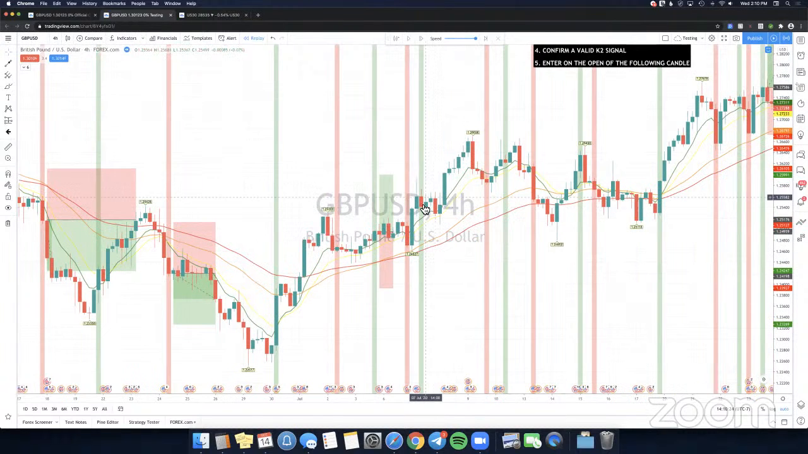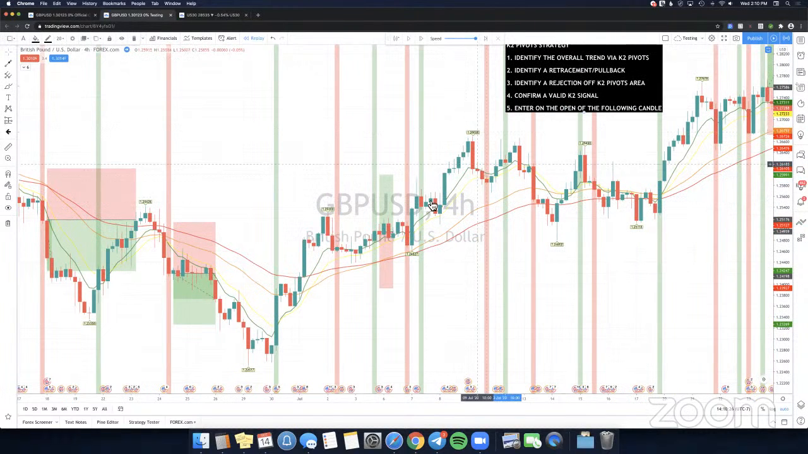Right here, this would not be a valid entry because it's not a valid signal. It's a buy signal, but with a red bearish candle. In order for this to be valid, it would have to be a buy signal with a green bullish candle.